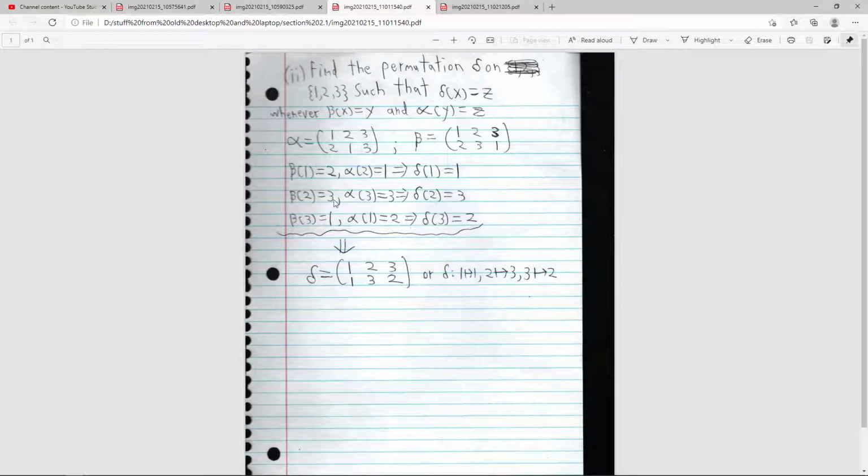3 to 2, 2 to 3, 1 to 1. So 1 to 1, 2 to 3, 3 to 2 is what delta is, or in this arrow form, 1 goes to 1, 2 goes to 3, 3 goes to 2.